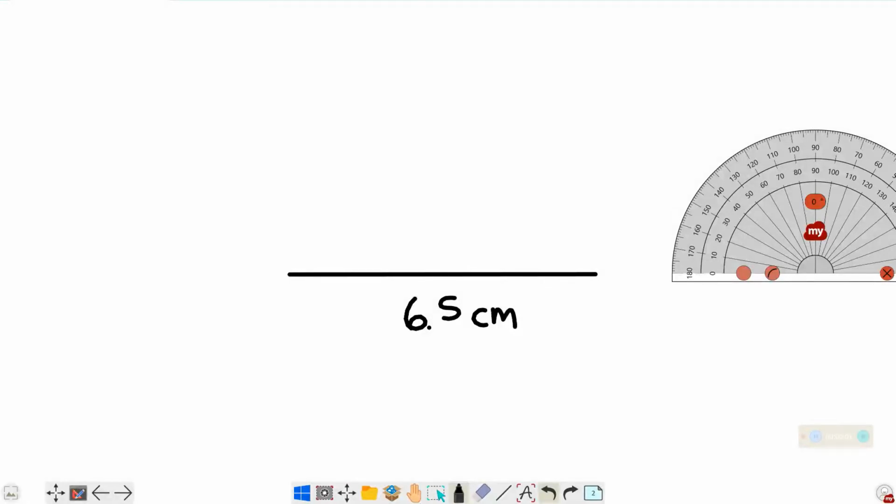Number 2 says, in triangle WXY, angle Y is 57 degrees, angle W is 103 degrees, and side XY, or YX, is 6.5 centimeters. Draw the triangle under the same conditions and leave all construction marks as evidence. So I have a 6.5 centimeter side, and it needs to be labeled with Y prime and X prime.